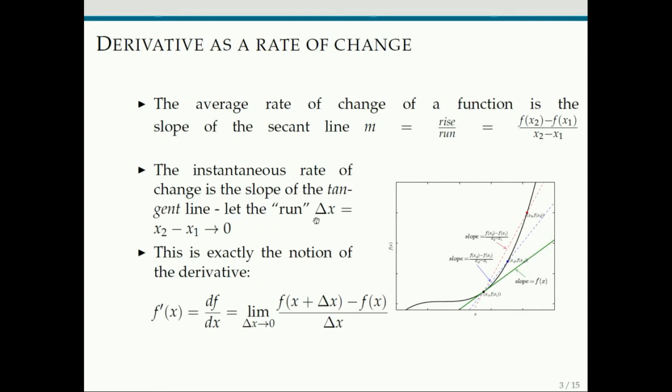In this case, we'll let the run go to 0. The derivative is exactly the slope of this tangent line. So f prime of x, or df by dx, whichever one you prefer, is given by this limit here. That's precisely the slope of this tangent line. So the derivative gives you the instantaneous rate of change of the function. For example, the derivative of position is the velocity.